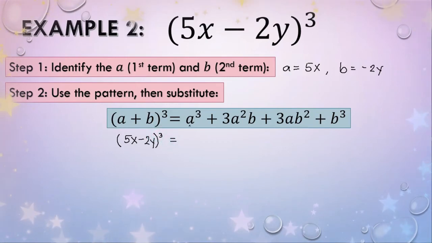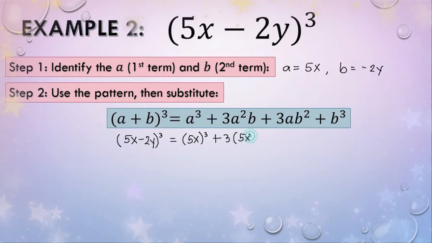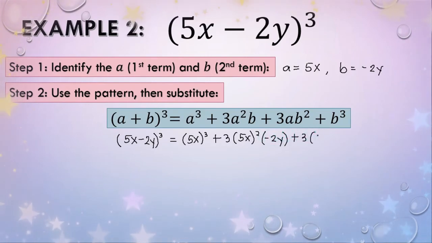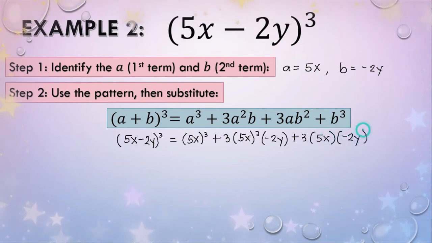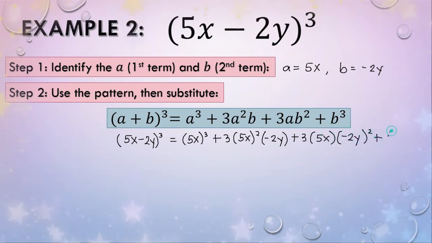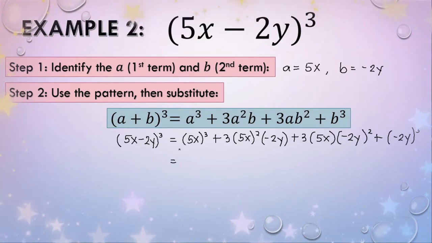What is our first term? Yes, 5x. 5x cubed plus 3 times 5x squared times negative 2y plus 3 times 5x times negative 2y squared plus negative 2y cubed. Then, simplify further. What is 5x cubed?